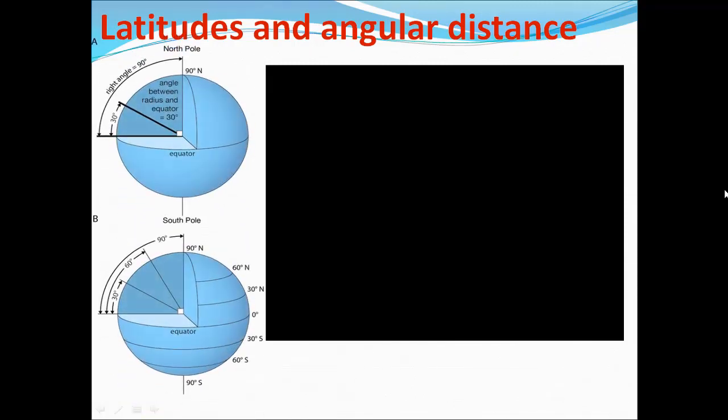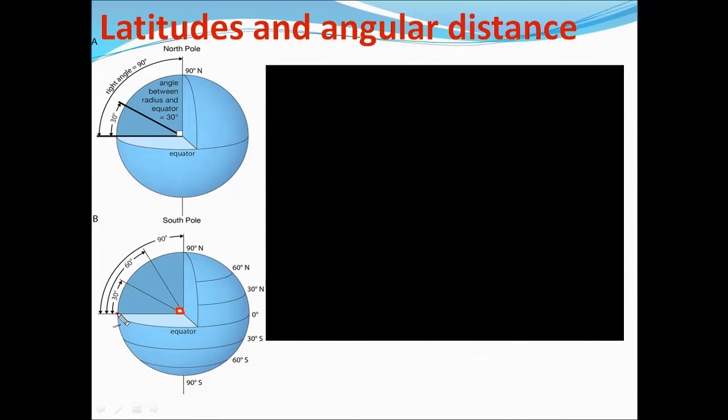Now we'll learn how latitudes and angular distance are connected and how latitudes can help to find angular distance. As you can see, there are two sketches. The first one is showing the cross-section view of the earth. Here you can see the equator has been marked and is shown with the help of a radius. From the 0 degree equator, if we measure in the northern hemisphere a 90-degree angle, at the apex it will form a 90-degree angle and the North Pole will be demarcated as 90 degrees north.